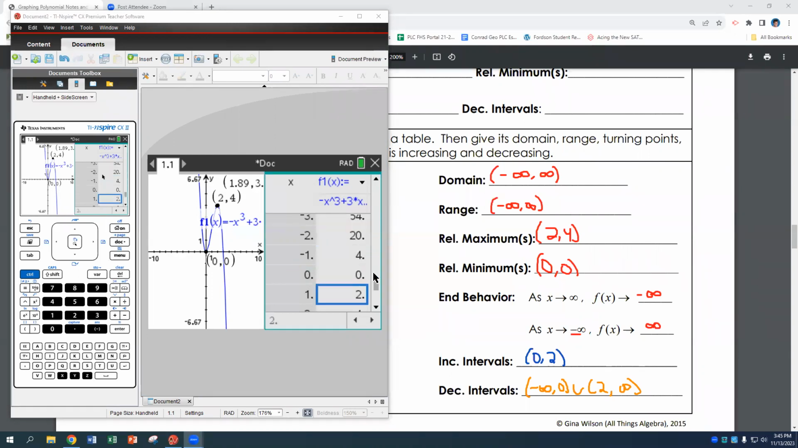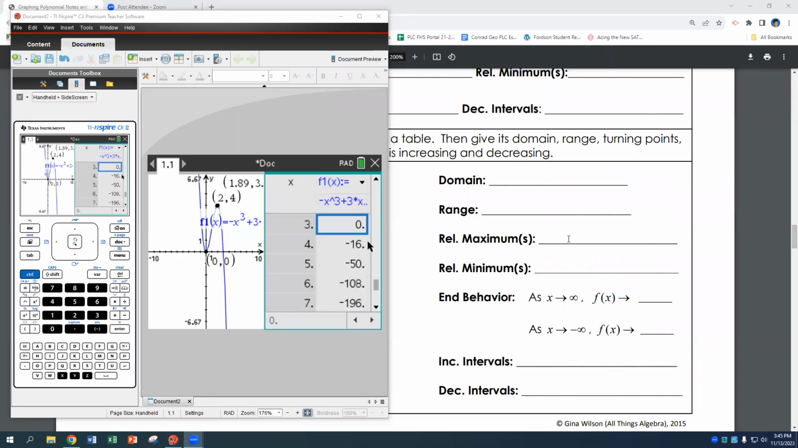So if you make your own table, that's how we would do this. Our other turning point is going to be at 2. So again, we notice from 0 to 2, that's increasing, increasing. But all of a sudden we notice it decreases here. So we have a turning point. Our 2 turning points were 0 and 2.